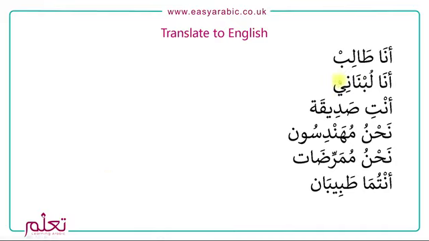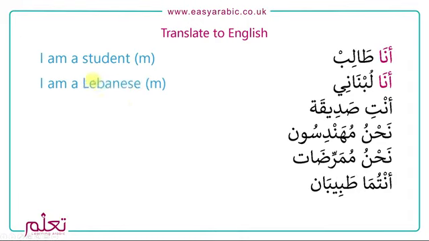So the first one is أنا طالب. So this is أنا طالب is I am. We're talking about طالب is the word for student. I am a male student. Okay. Next one is أنا لبناني. لبناني. So we haven't covered this word actually. So here it's Lubnani. I am Lebanese male.